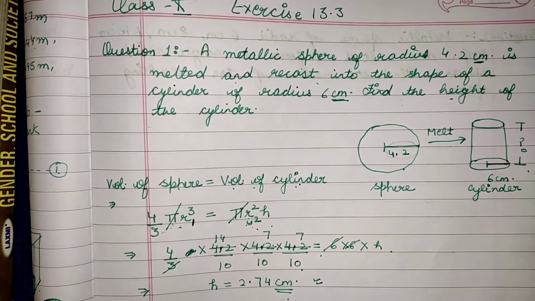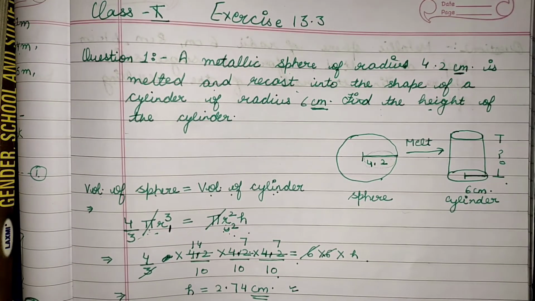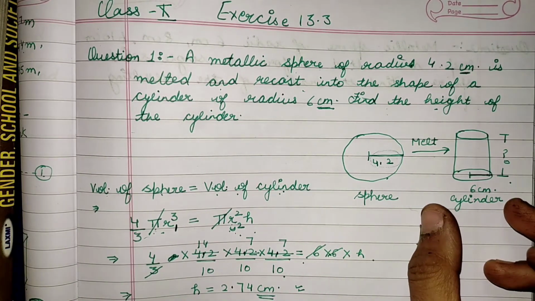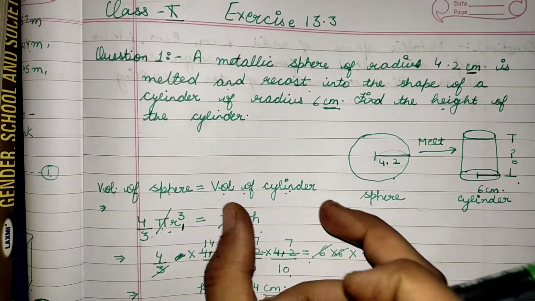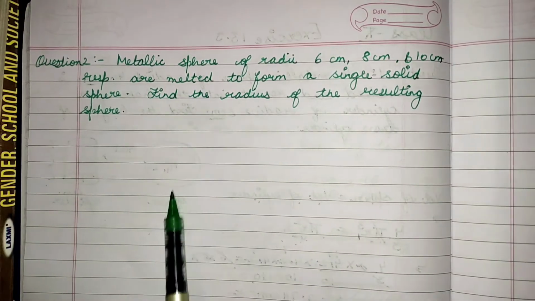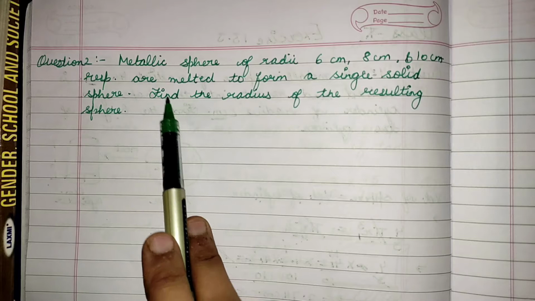In this complete exercise, we are going to use this concept only: when one shape is being converted to another shape, the volume of both shapes will remain the same. Then moving to question number 2. Question number 2 is again the same.